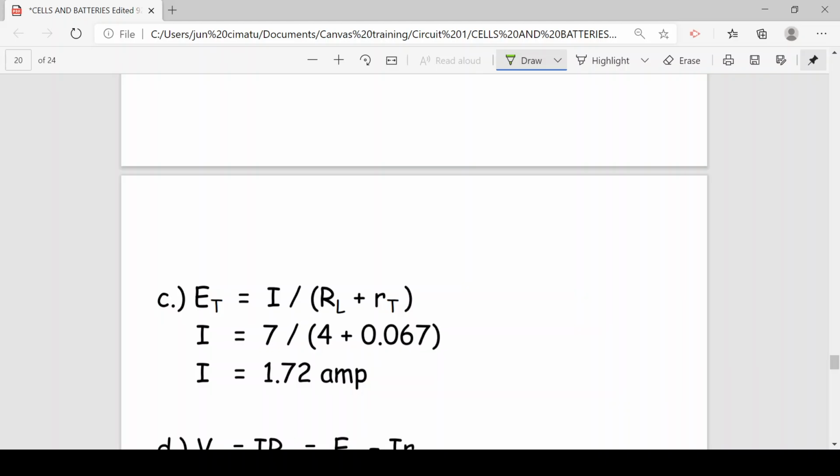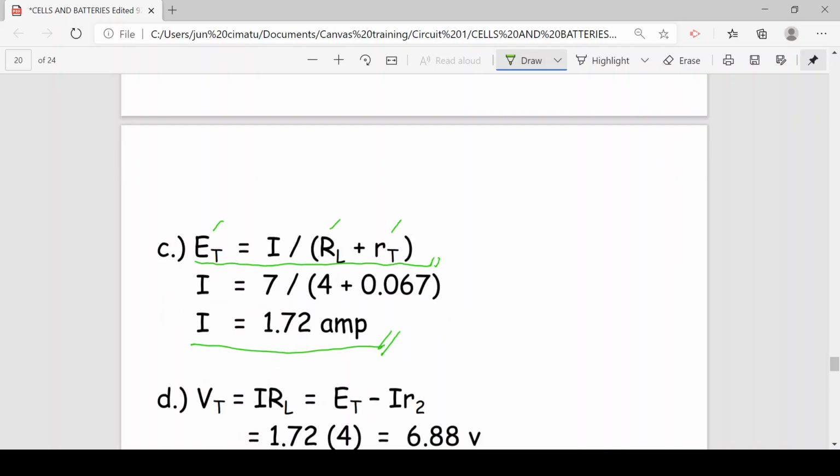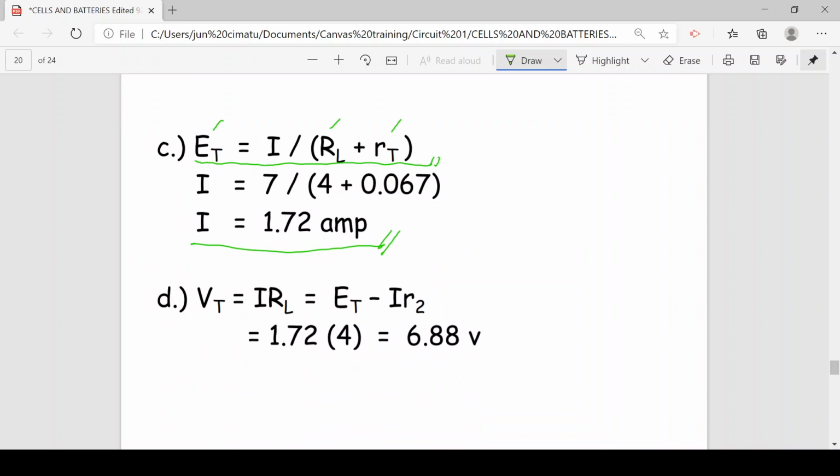Now to calculate the current that goes to the load using this formula, since the resistances and the total EMF are available, we have the current to the load, or the current delivered by the battery, equal to 1.72 amperes. This is the total current delivered by the 60 cells. And then the terminal voltage can be determined either using the I R L or the E total minus the drop in the total internal resistance.